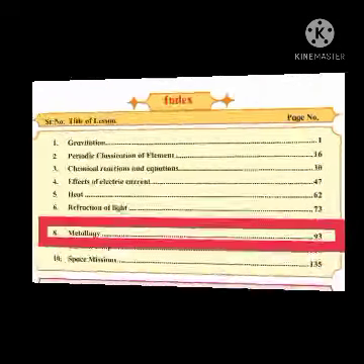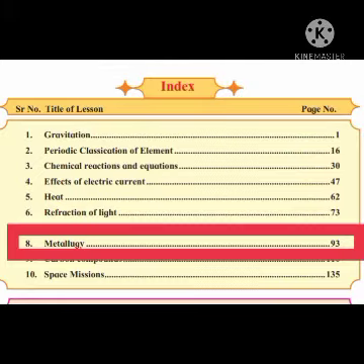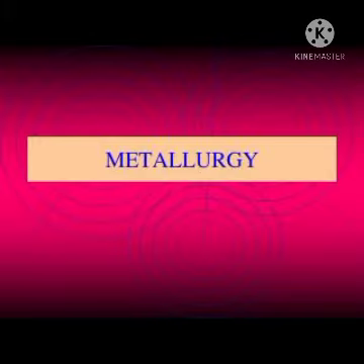These elements were studied according to their similar characteristics, which were further known as metals, non-metals and metalloids. So students, today we will study lesson number 8 of Science 1, that is metallurgy. Metallurgy means the branch of science and technology concerned with the properties of metals and their production and purification.